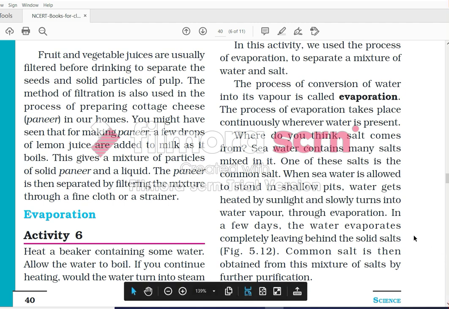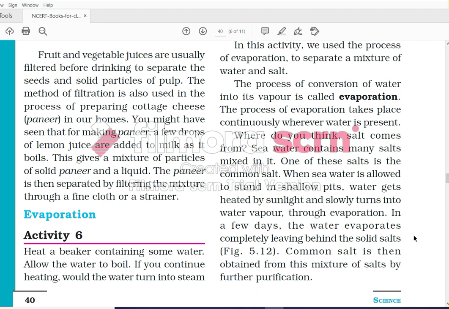Fruit and vegetable juices are usually filtered before drinking to separate the seeds and soil particles or pulp. The method of filtration is also used in the process of preparing cottage cheese, paneer, in our homes. You might have seen that in making paneer, a few drops of lemon juice are added to milk as it boils. This gives a mixture of particles of solid paneer and a liquid. The paneer is then separated by filtering the mixture through a fine cloth.